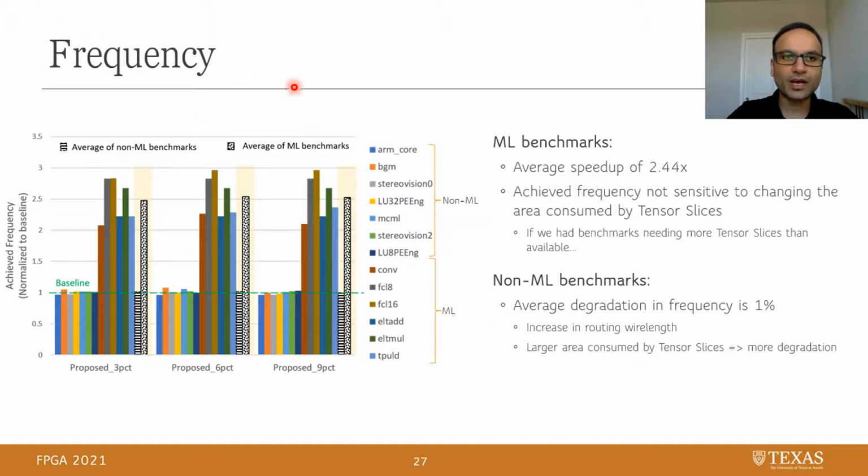Let's now look at how frequency was impacted by adding tensor slices to the FPGA. For ML benchmarks, we saw an average speedup of 2.4x. That was because the paths across the various blocks in the FPGA in the baseline case were now absorbed inside the tensor slice. The achieved frequency for these ML benchmarks was not sensitive to changing the area consumed by tensor slices as well. For non-ML benchmarks, we saw an average degradation of about 1%, which is very low. That was because of the increase in routing wire length, because now tensor slices are in the way of routing. And as the area consumed by tensor slices increased, slightly more degradation was observed.